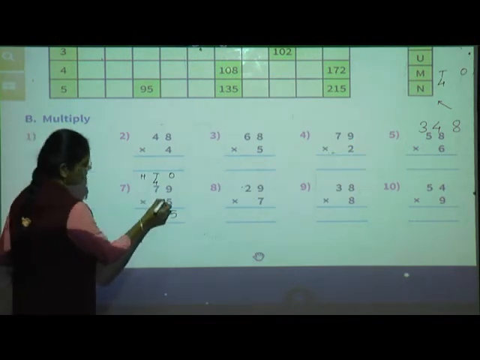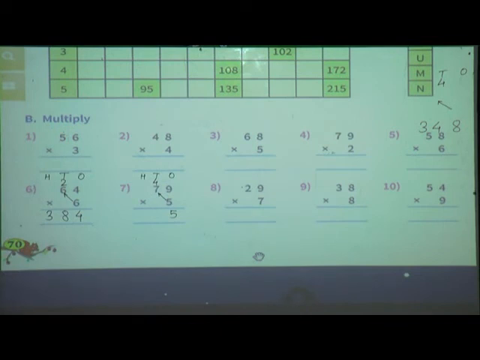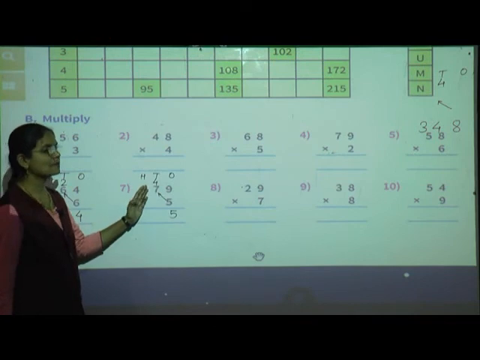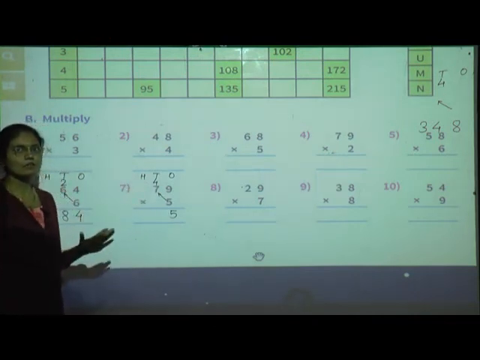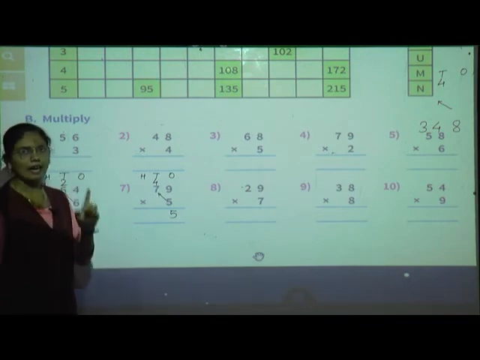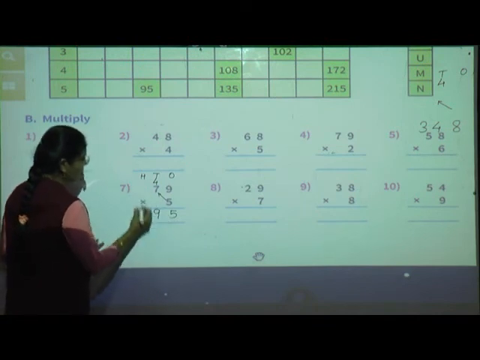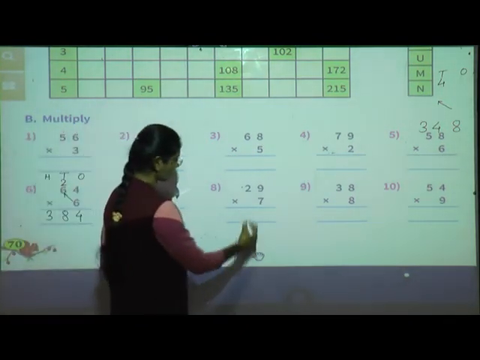Then we'll move to the tens place. 5 into 7. 5 sevens are 35. Then add this 4 in the 35. 35 plus 4 is 39. Now 39 tens is equal to 300 and 9 tens. So at tens place we'll write 9 and at hundreds place we'll write 3, isn't it? So what is the answer? The answer is 395.